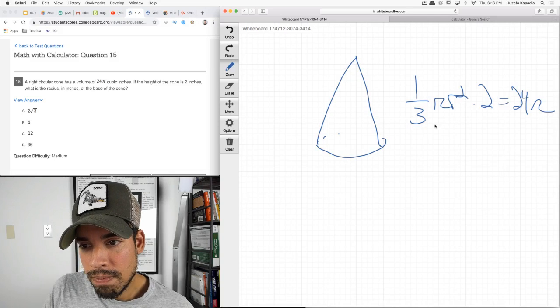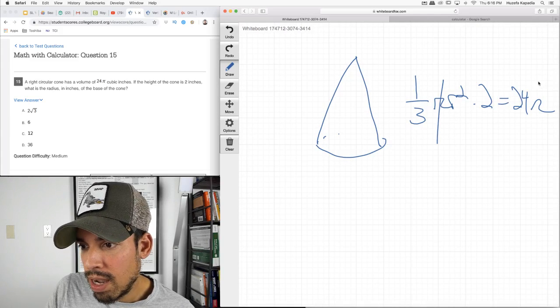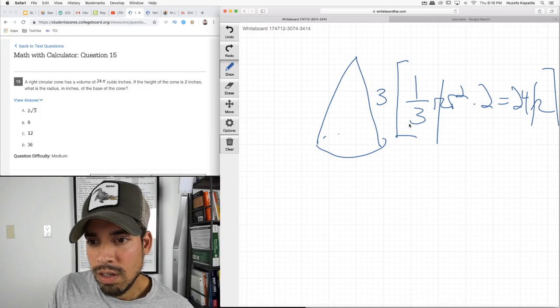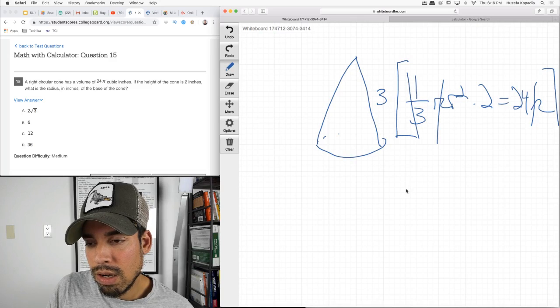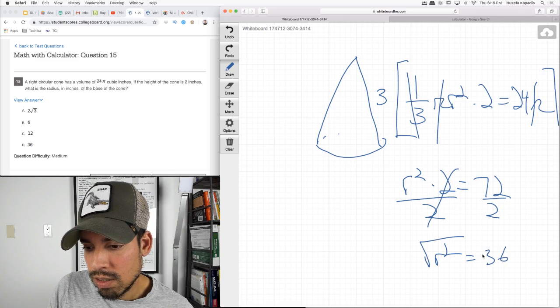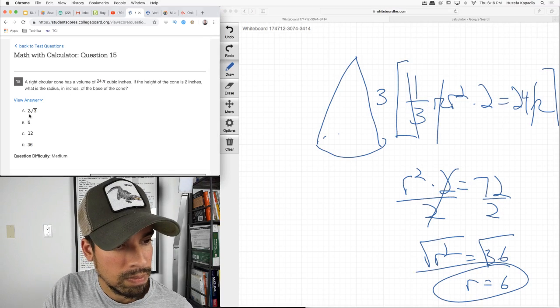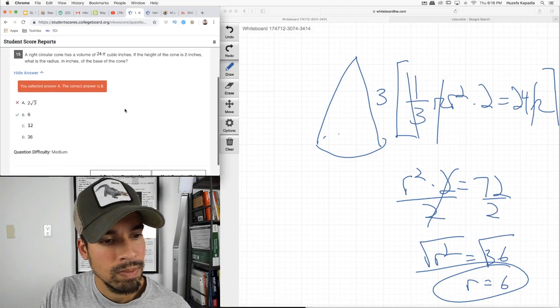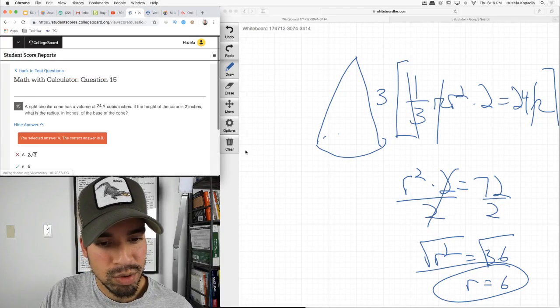And now we isolate r. So first of all, I'm going to divide both sides by pi. Those go away. And I'm going to multiply both sides by 3 to get rid of the 1/3. So that goes away. And now I have r squared times 2 equals 72. Divide both sides by 2. R squared equals 36. R equals 6. And it's B. And I chose A when I did this, but there it is. Next question.